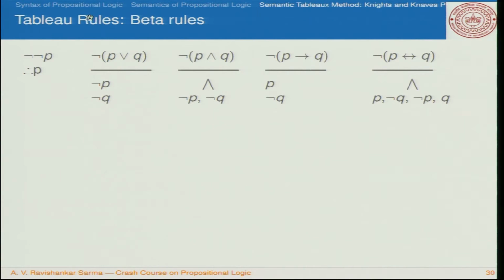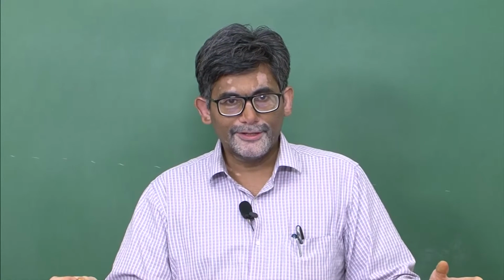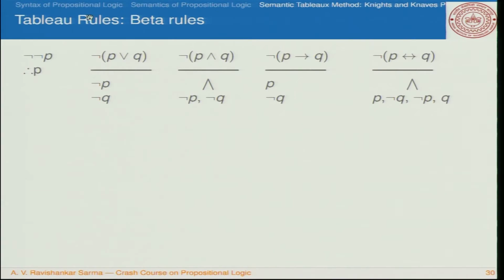Now the beta rules are exactly the negation of those. Not not P is the same as P. For not of P or Q, you have to use De Morgan's laws, which gives not P and not Q. So that is why you have a trunk of a tree. And not of P and Q gives not P, or not Q.